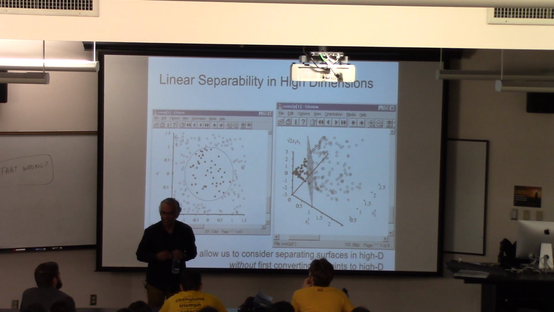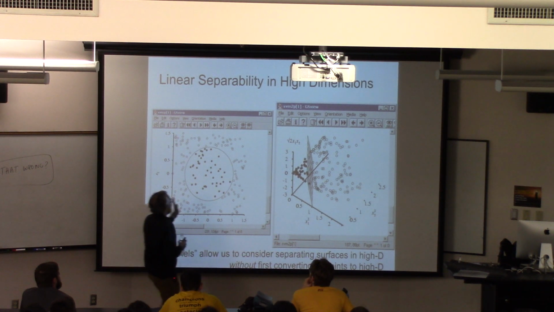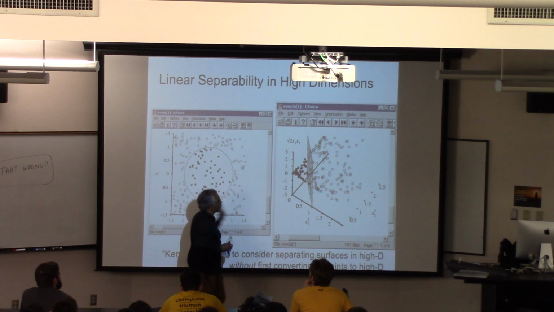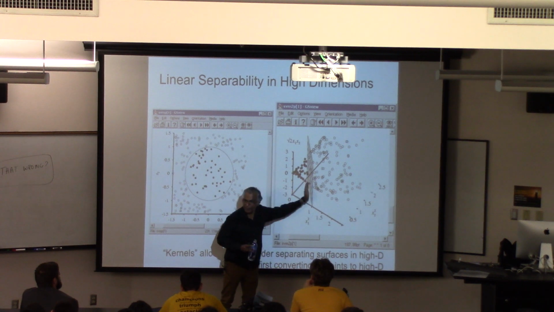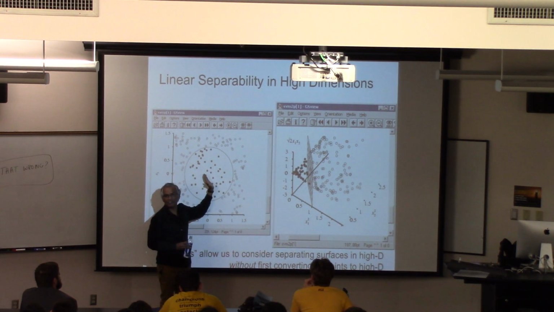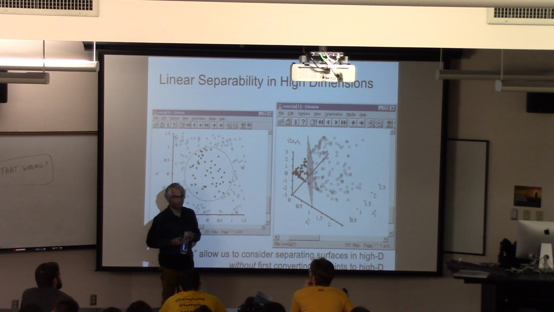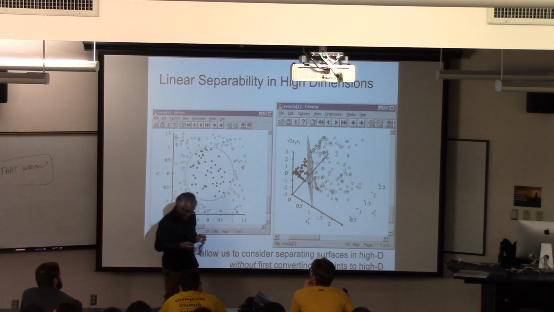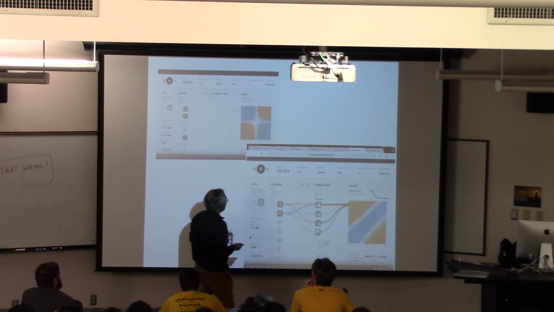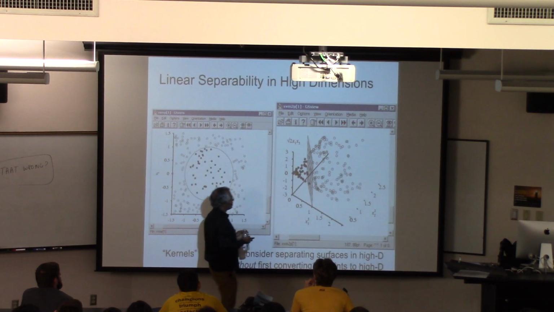And what kernel functions do is they will, in one fell swoop, take you from here to here, find the equation of the plane, come back and tell you what the equation of the plane is in this region. And it will be a curve. Okay? So that is SVMs. Right? So that's one idea.